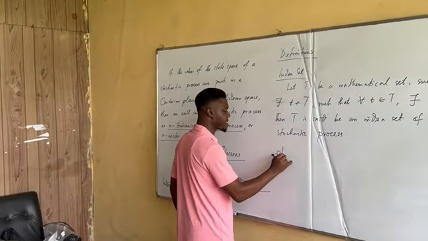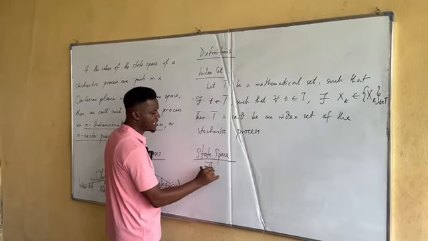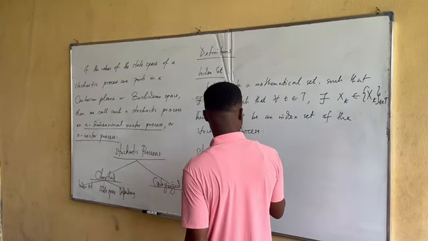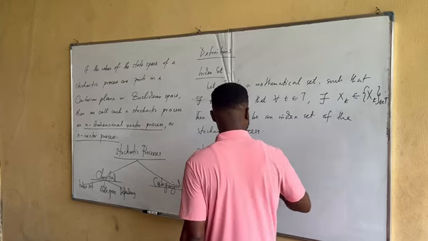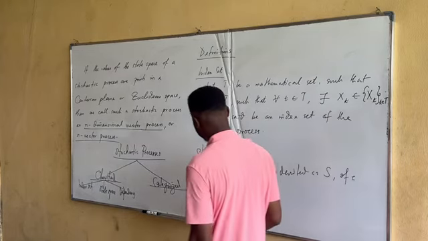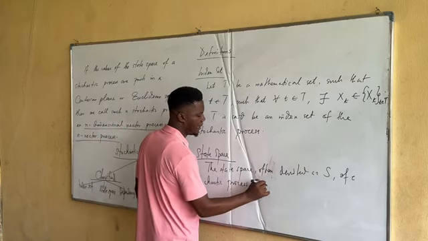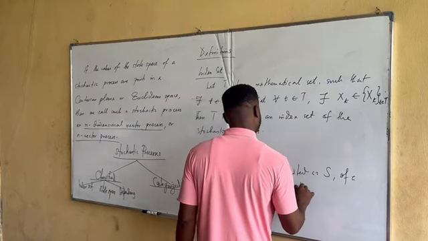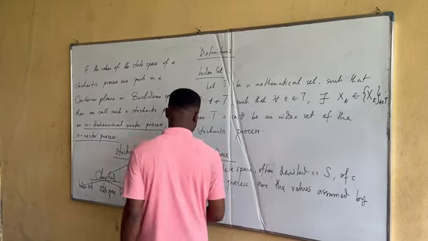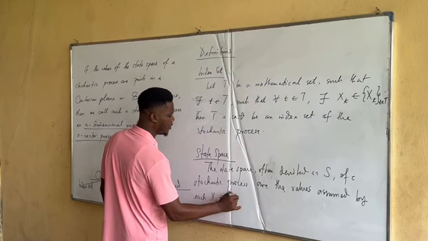Number 2, state space. The state space, often denoted as S, of a stochastic process are the values assumed by each x_t of the stochastic process.